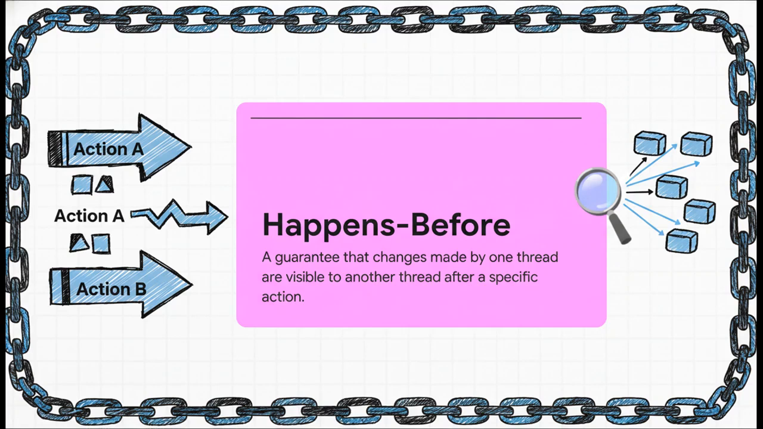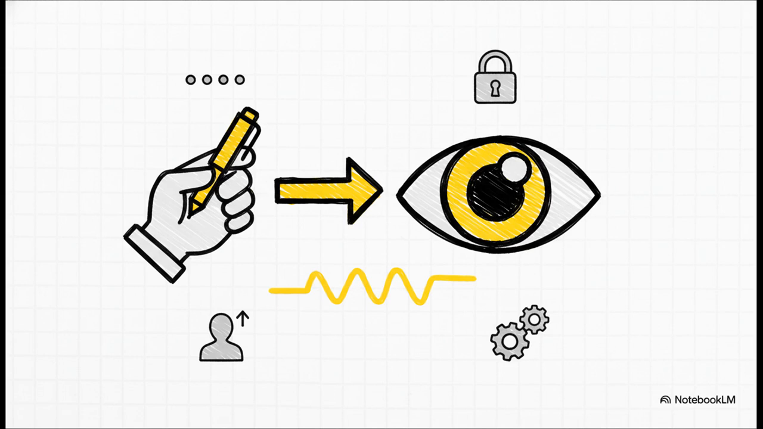No guesswork involved. Now, the JMM has a bunch of these rules for things like locks and starting threads, but check this out. The one that matters to us right now is the volatile variable rule. It states that a write to a volatile variable happens before every subsequent read of that same variable. That's it. That's the formal guarantee, the why behind our fix. It's the rule that makes the magic work.